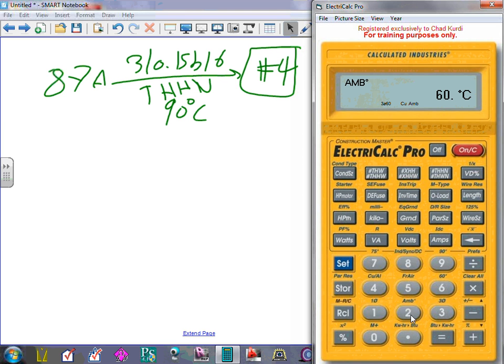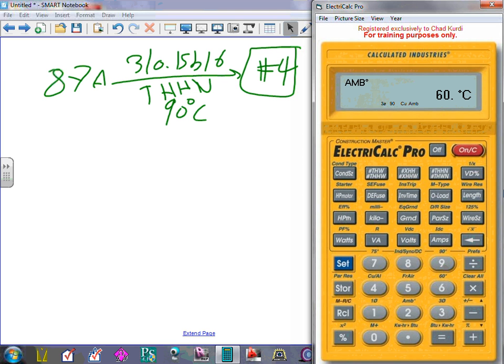Cool? The second thing you need to do is change the insulation. Can you guys see my insulation still says 60? I'm defaulted to 60. So I need to change my THH to THHN. You change that by hitting set and changing it to 90. So I change the insulation to 90 degree, which is THHN. I change my ambient temperature to 60. So your calculator should say 3-phase 90, ambient 60. Cool? Let's go size the conductor based on these conditions.